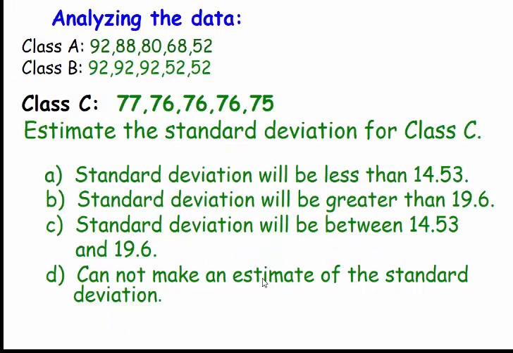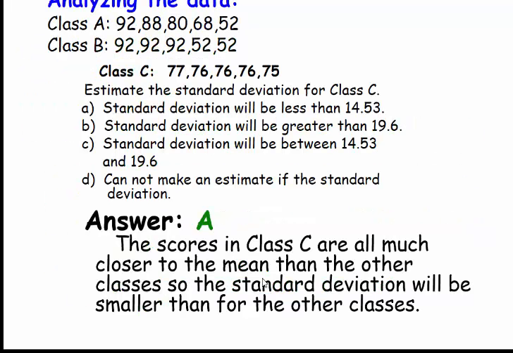Let's take a look at this example. Class A, the scores are shown. Class B, the scores are shown. That's what we had, and now we're adding a Class C. Do you think the standard deviation will be less than 14.53? Greater than 19.6? Between 14.53 and 19.6, or it's not possible to estimate? Yes, it's answer A, because those scores are much closer together than the scores of either Class A or Class B.